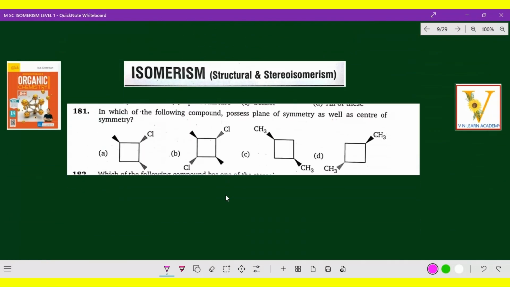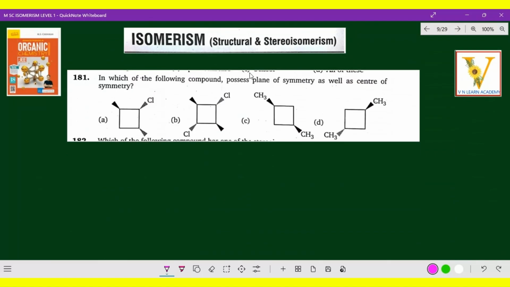The first question asks which of the following compounds possesses a plane of symmetry as well as a center of symmetry. They have given options A, B, C, D, each a cyclobutane attached with wedge and dash positions. We have to identify which has both. It is very simple and easy. Already we have gone through a number of questions. Now we are coming to the end of the session, 190 and 200. There are 20 more questions.